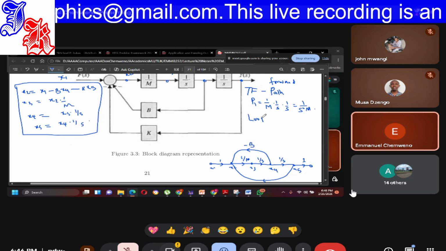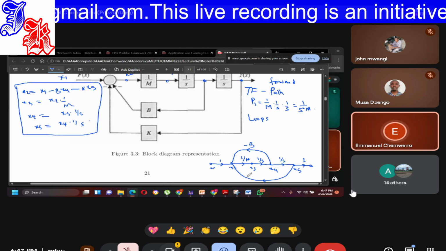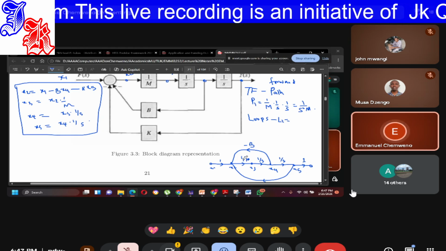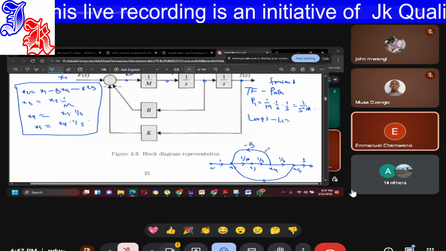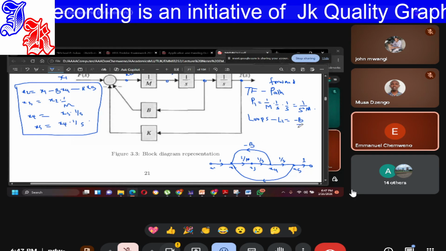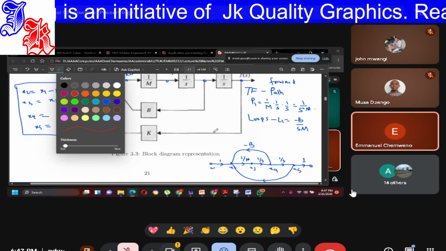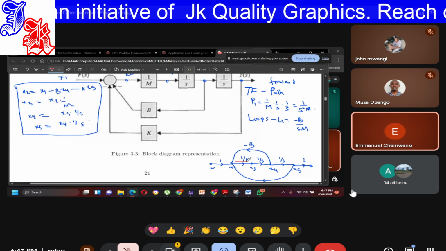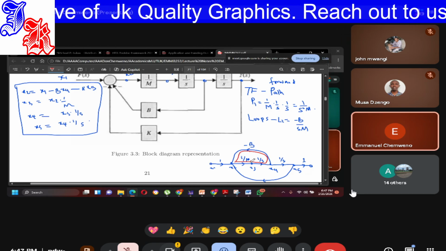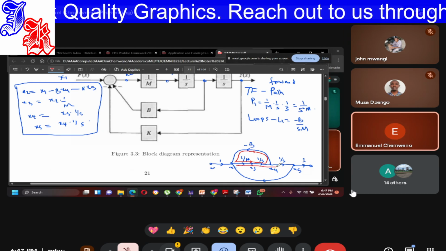Loops. We have got 2 feedback loops. So we have got 2 loops. Loop 1 is 1 over m, 1 over s times b. Loop 1 is equal to negative b over m. This is loop 1. And loop 2 is this one.